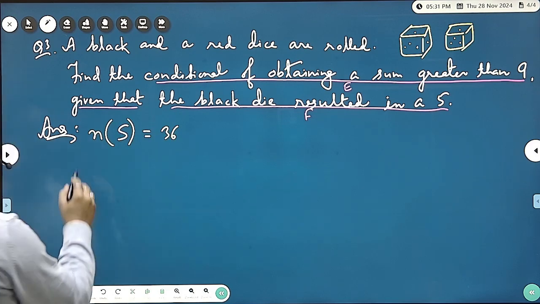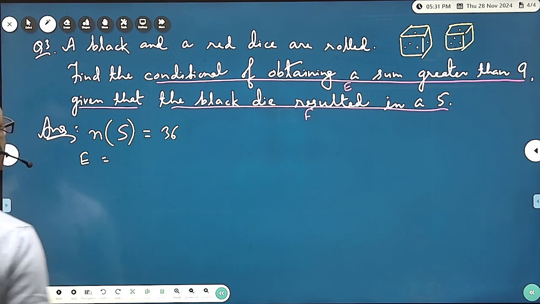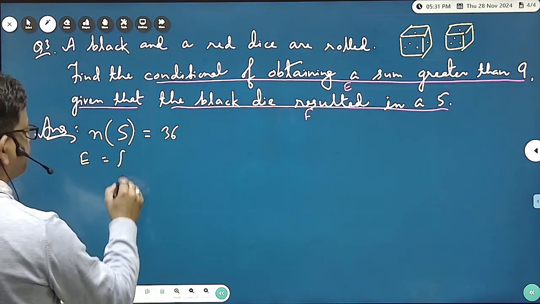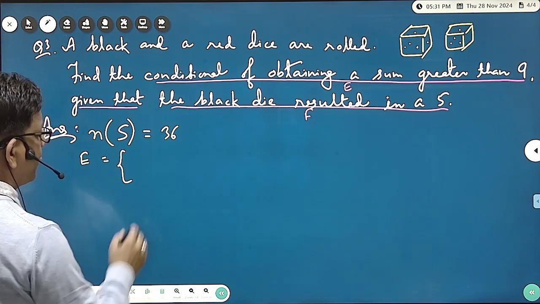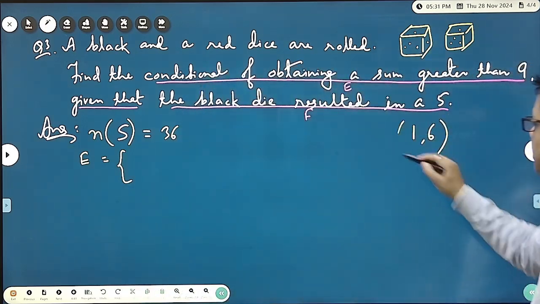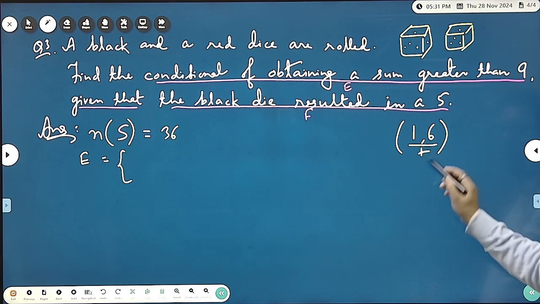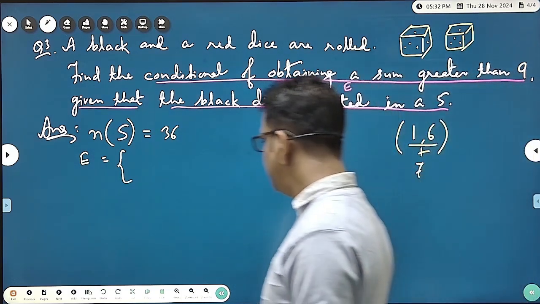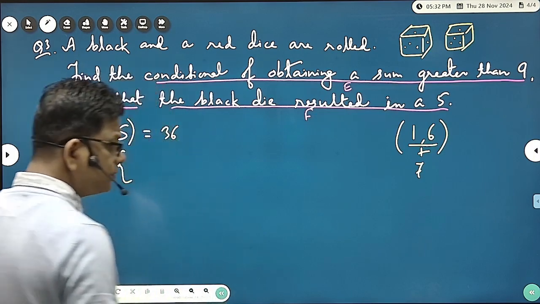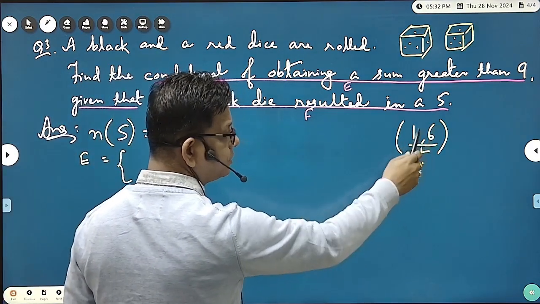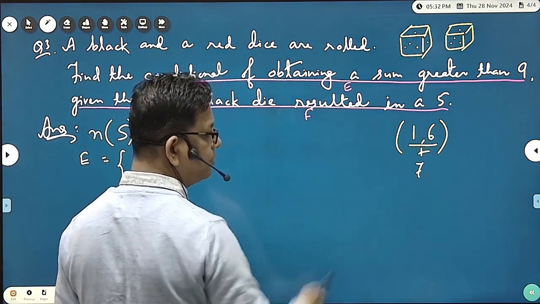All right. Now E. What is E? E is obtaining a sum greater than 9. I give you an example. You got an outcome like 1 and 6. If you add it, how much? 7. Is it greater than 9? No, so we cannot take such outcomes. We have to take the outcomes where the sum is greater than 9. With 1 it will not be possible, because with 1, 6 I only got 7. So 1, 5 and 1, 4 will be less.